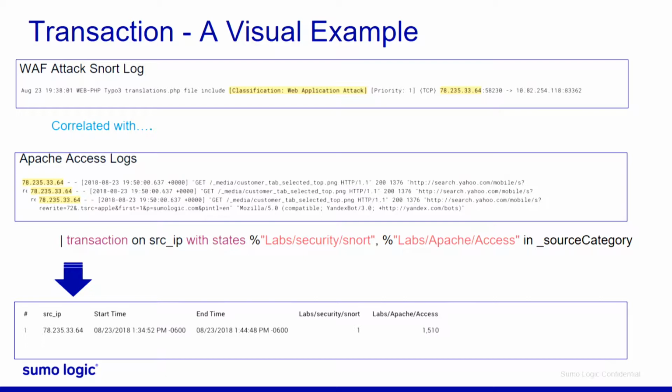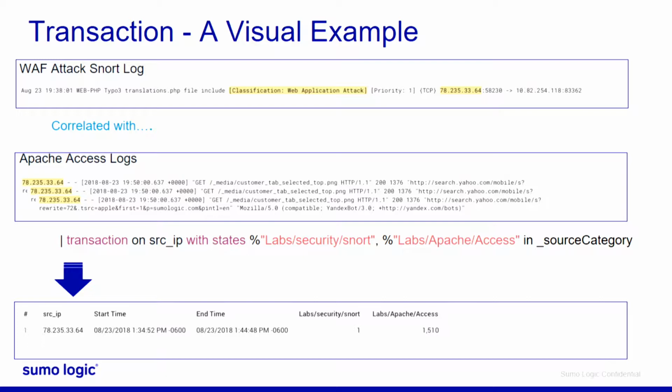So if we look at a quick visual example here, you can see at the top we have a web application firewall attack from our snort logs. You can see we have a particular IP address here that's been flagged, 78.235.3364. If we want to correlate that with our Apache access logs, perhaps to understand what was done from a web traffic perspective, that's where transaction can help us.